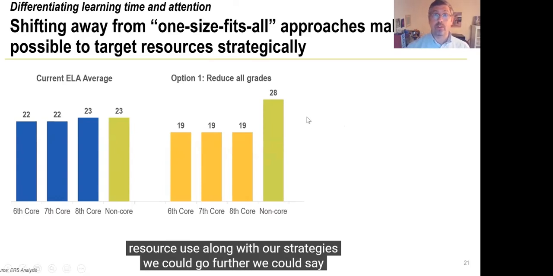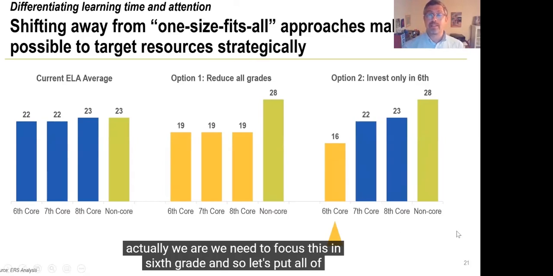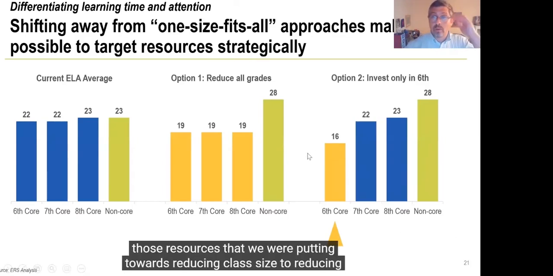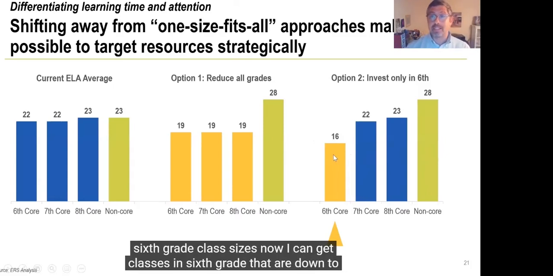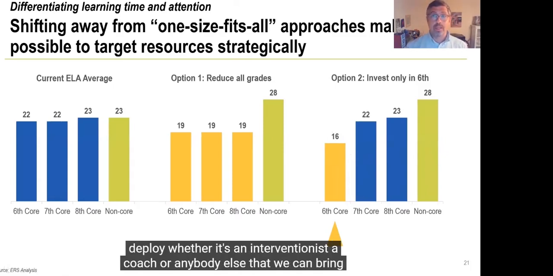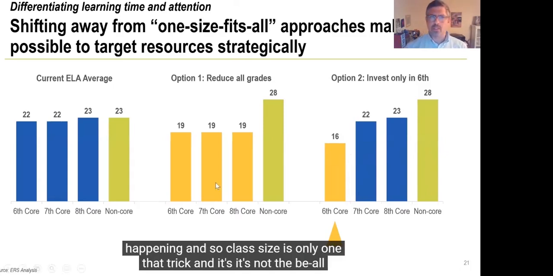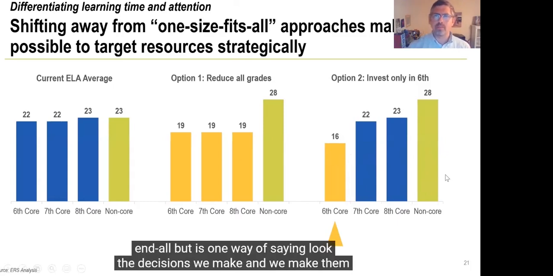We could go further. We could say, actually, we need to focus this in 6th grade. And so let's put all of those resources that we were putting towards reducing class size to reducing 6th grade class size. And now I can get classes in 6th grade that are down to an average of 16. And then when I think about any additional resources I can deploy, whether it's an interventionist, a coach, or anybody else that we can bring into that, you could really start getting some serious small group instruction happening.